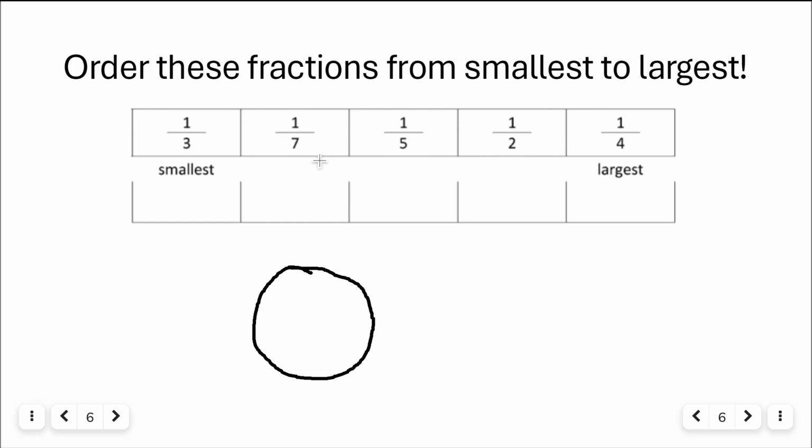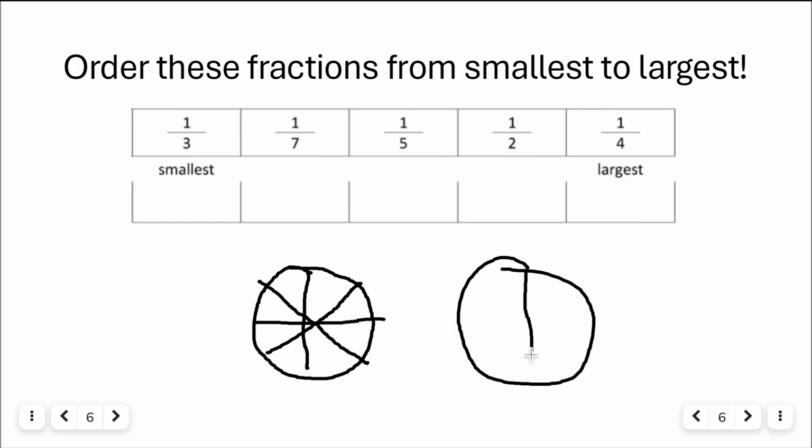Well, the smallest one is going to be the one that's divided into the most pieces, right? Think about it. If I had a circle divided into 8 pieces, and a circle divided into 4 pieces, and I had only one of the 8 pieces and one of the 4 pieces, well, one of the 4 pieces would definitely be bigger than one of the 8. So the smallest number here is the one with the biggest denominator, 1/7. That's the smallest of the bunch.